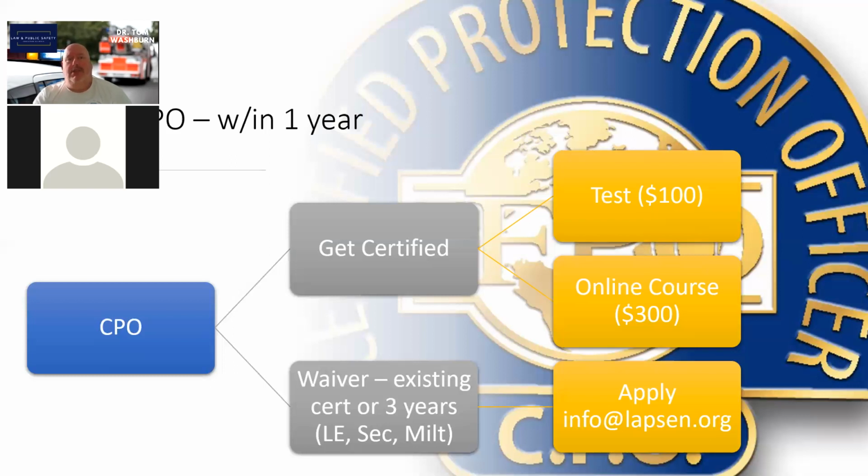So to get the initial CPO, this is step 1. Again, I would encourage you to go through the online course if your school will pay for that. I know that takes a little bit more time, but personally, I'd want to be better prepared to teach it. I did not do a lot of protective services. I had a couple of side gigs, not in CPO, but in retail security.